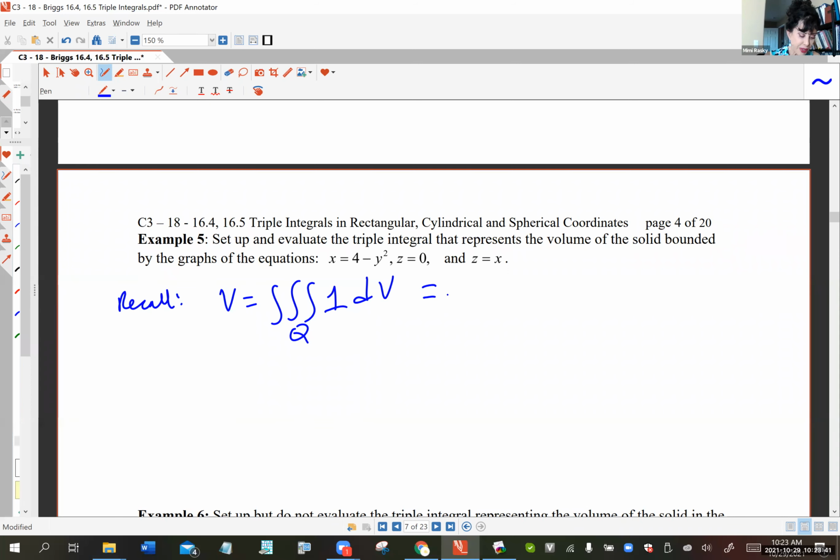So here, what do we got? We have x equals 4 minus y squared. That is not the capping surface. Be careful, because some students see that equation and they think that's it.